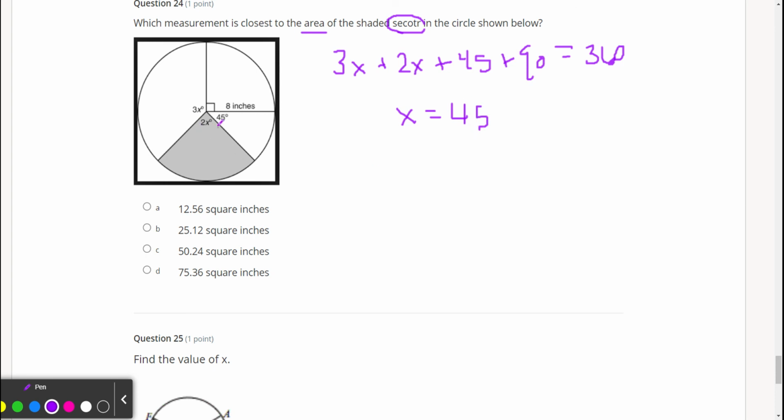So what's the degree for this piece right here? 2x and x equals 45. So what's the degree? 90. So if I know this is 90 degrees and I want to find area, what's my formula? What over what times what? And then R is 8 squared.